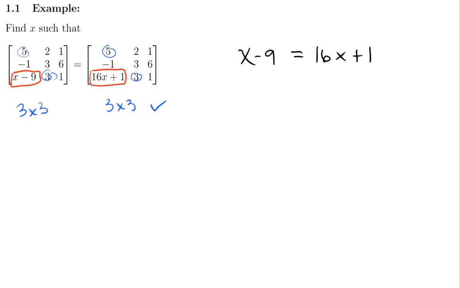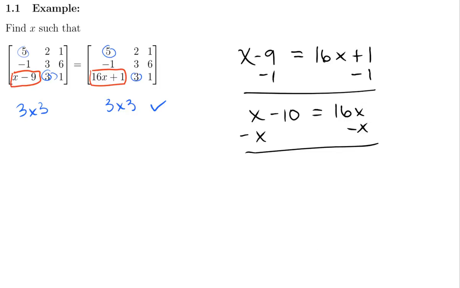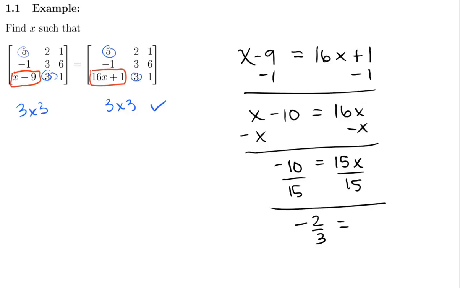So this is a simple linear equation, so we'll go ahead and solve. I will subtract 1 on both sides, so we have x minus 10 equals 16x, and then we will subtract x, giving us negative 10 equals 15x. And so finally, if we divide by 15 on both sides, we will have negative 2/3 equals x. And this would be our final solution.